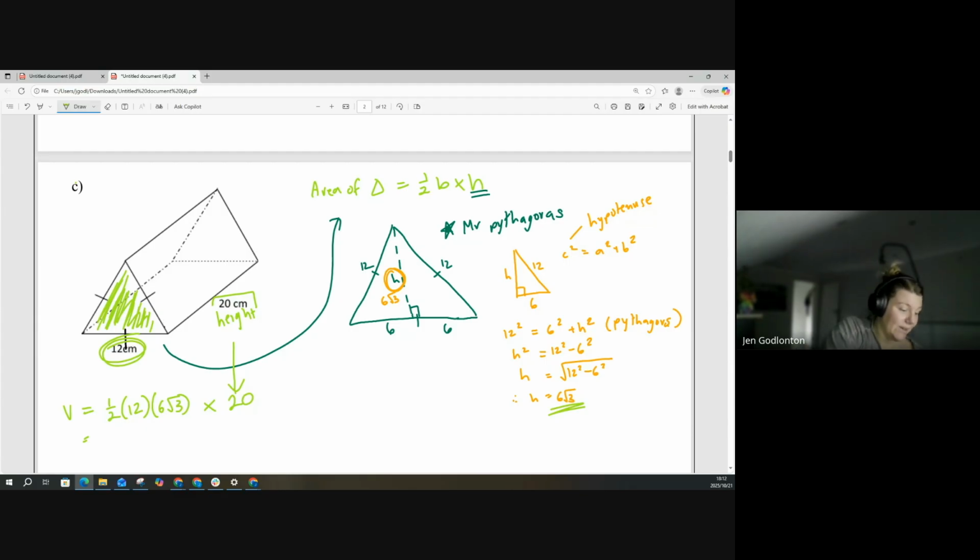Which is going to give us half times 12 times 6 root 3 times 20, which gives us the beautiful answer of 1247,08 centimeters cubed. That's step 1. Now we have our volume.